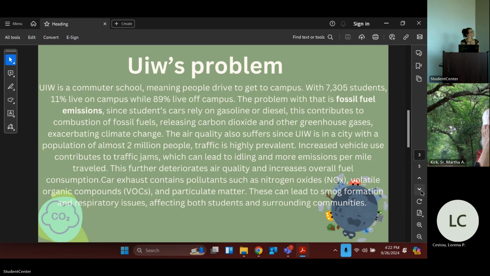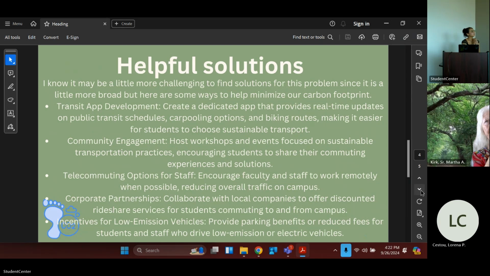And some helpful solutions to this. I can go next one. So I know it may be a little bit more challenging to find solutions for this problem since it is a little bit more broad, but here are some ways to help minimize our carbon footprint.